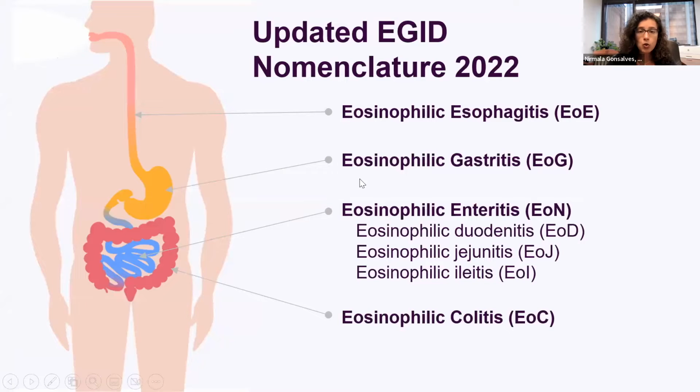Looking at this in a pictorial way, this is the updated EGID nomenclature. Again, we have eosinophilic esophagitis, EOE, isolated to the stomach, eosinophilic gastritis, EOG, isolated to the intestine, EON, and within EON, if we know the specific location, for instance, in the duodenum, it will be called eosinophilic duodenitis, EOD, jejunum, eosinophilic jejunitis, EOJ, or ileum, eosinophilic ileitis, or EOI. And isolated to the colon will be eosinophilic colitis. Now, there was really good and excellent agreement on these terms here.